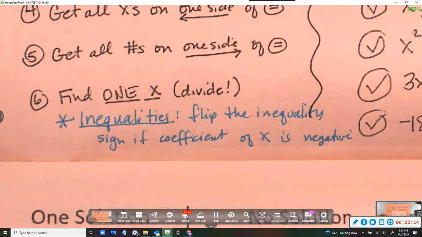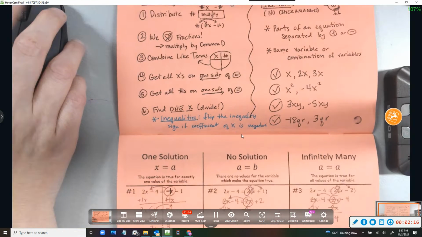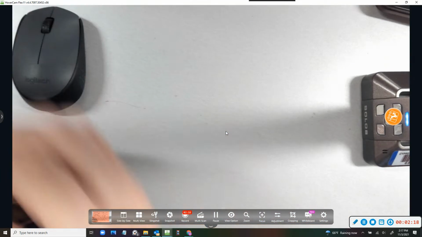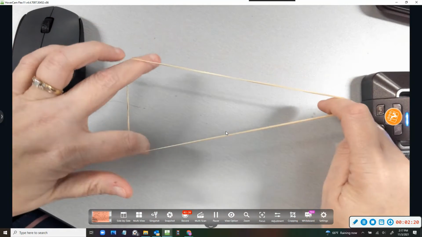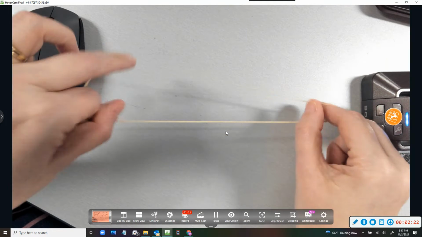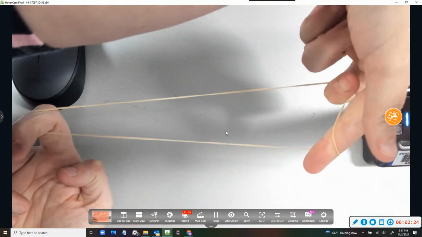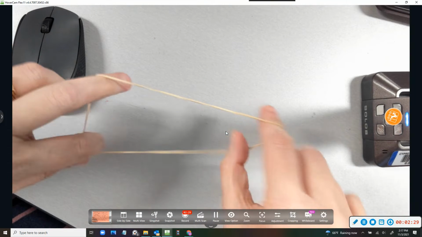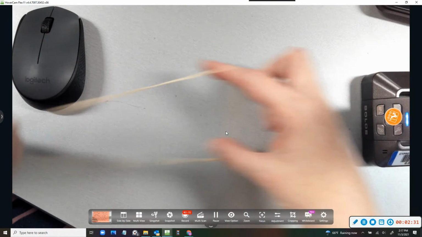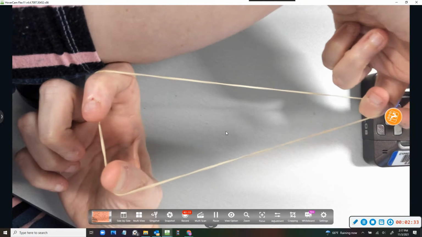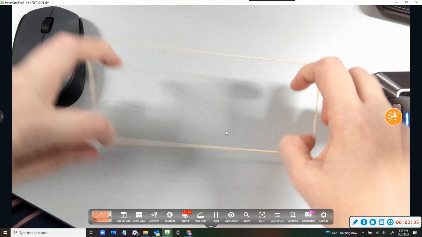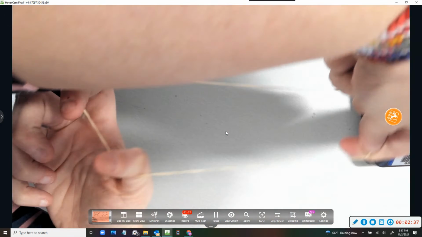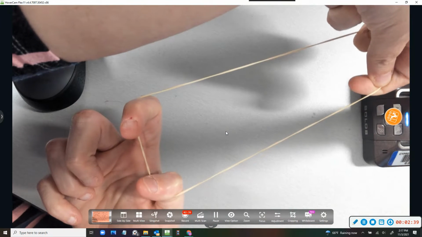Okay, so this is something... If you have a greater than sign and I flip it, I have a less than sign, right? What if I have a less than sign? If I flip it, now I have a greater than sign. What about an equal sign? If I flip my equal sign, what do I have? I have an equal sign, okay?